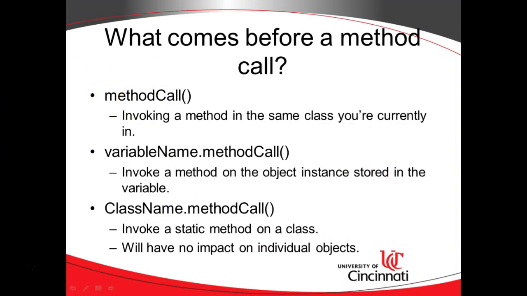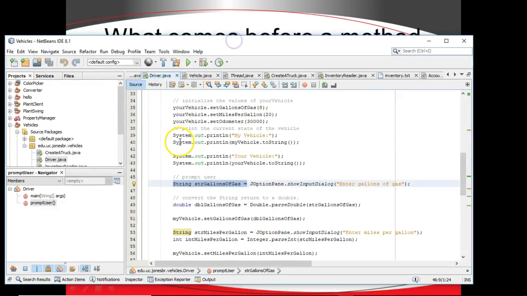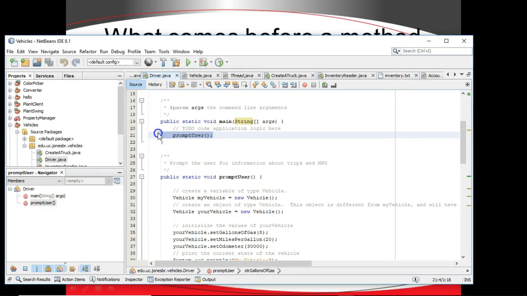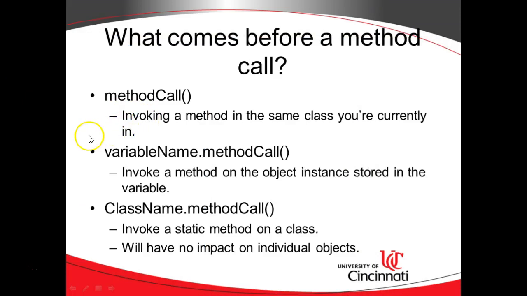The very first type is the call to prompt user from driver, from main. So this type of invocation right here, we start with main. Main is a magic method because it's where all of our work starts in the Java programming language. When you start a Java program, it looks for a method with this specific signature. So that invokes prompt user. Well, it invokes prompt user without any variable or any class before it. That's because it's invoking a method in the same class that it's currently in. So when you're invoking a method locally, you typically don't need to preface it with a variable name or a class name.